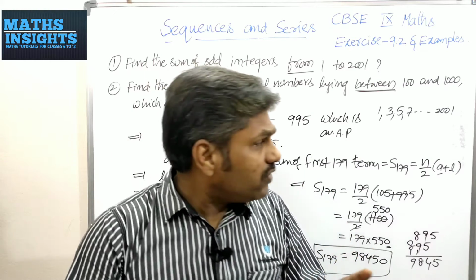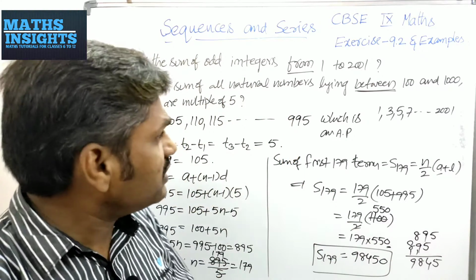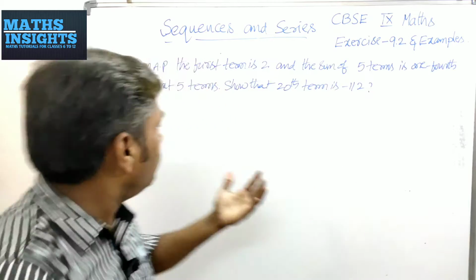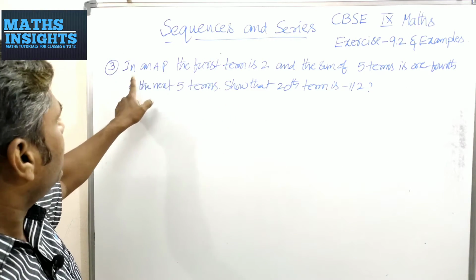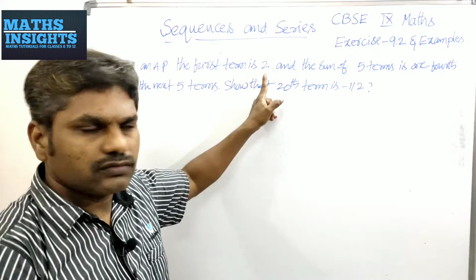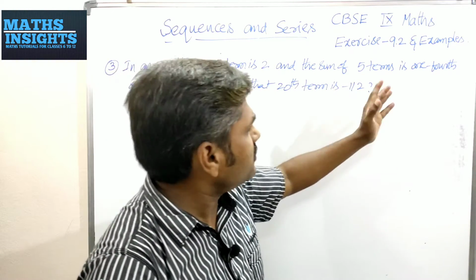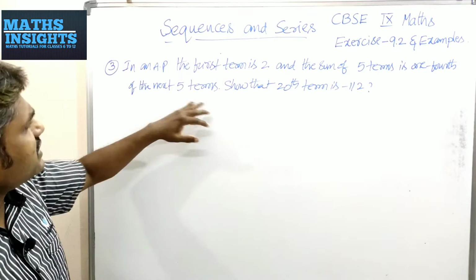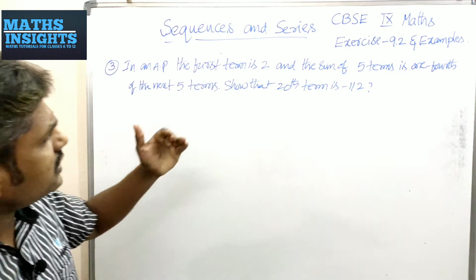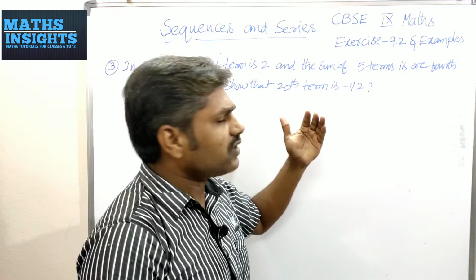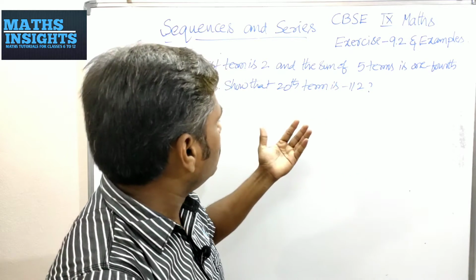Okay. Now we will go to the next problem of this exercise 9.1. Next problem, I am taking the third one. In an AP, the first term is 2 and the sum of the first 5 terms is 1/4 of the sum of the next 5 terms. Then show that the 20th term is 1 1 2.